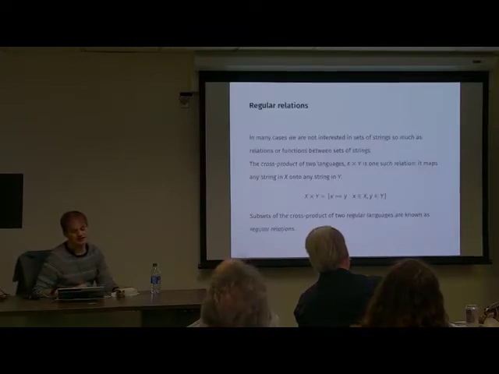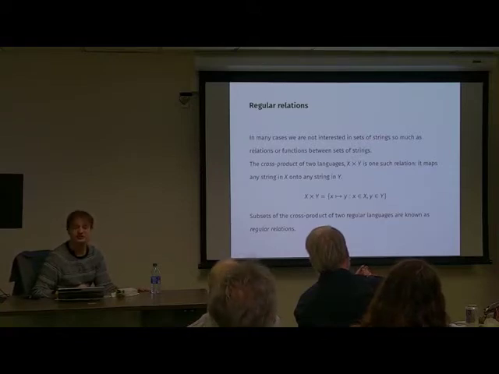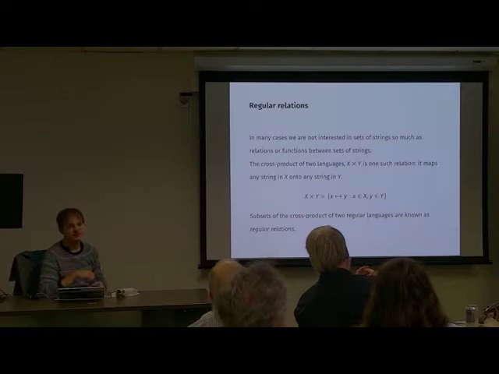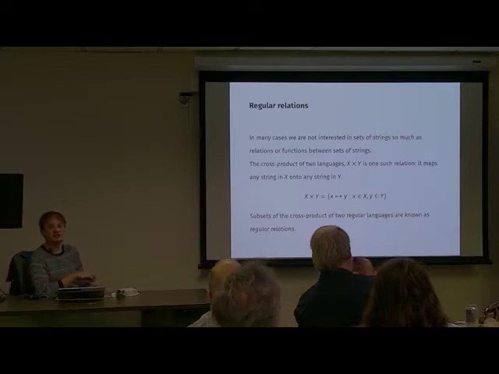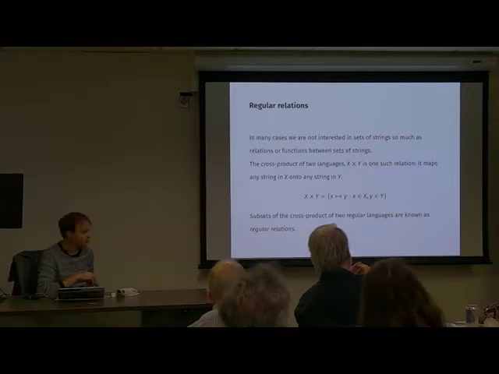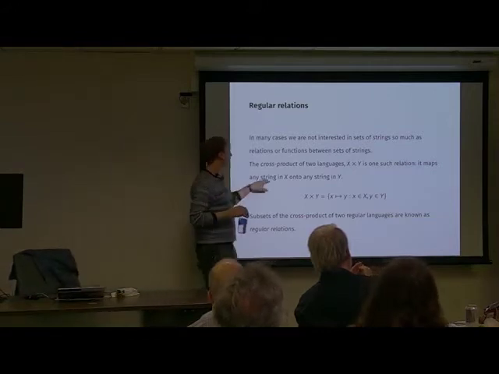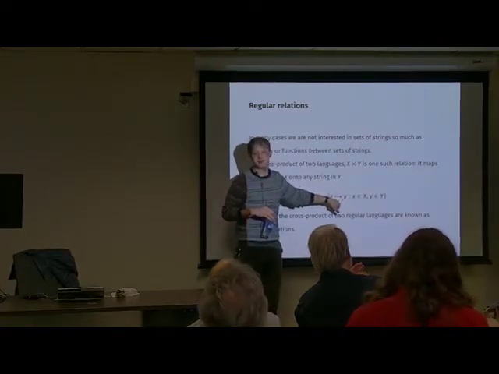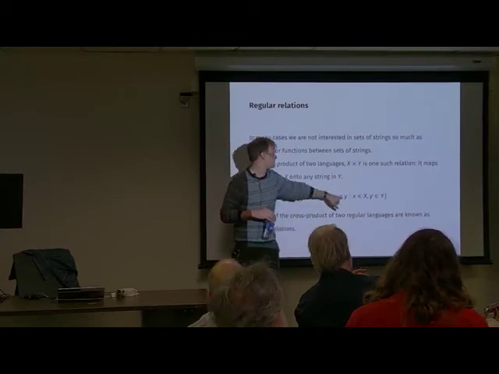In many cases, though, we're not interested in sets of strings so much as relations or functions between sets of strings. Let's define a very simple sort of relation between sets of strings, and I'm going to do this somewhat in a novel way. You may be familiar with the cross product operation in set land. The cross product of two languages, X cross Y, that's a cross, not an X, is one such relation. It maps any string in X onto any string in Y. And I'll write this with a little mapping symbol here, as opposed to, I don't know what else to put there, but we'll call this maps-to.